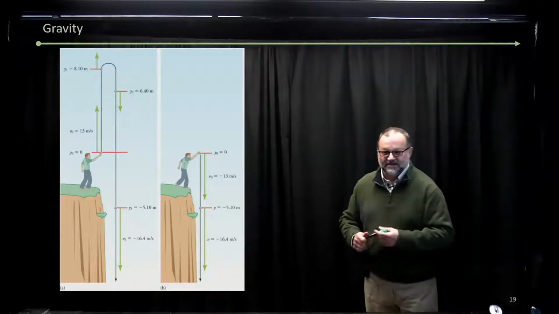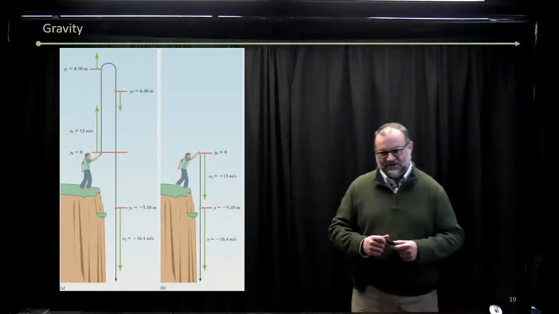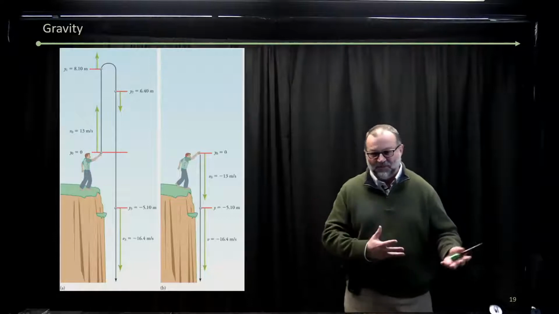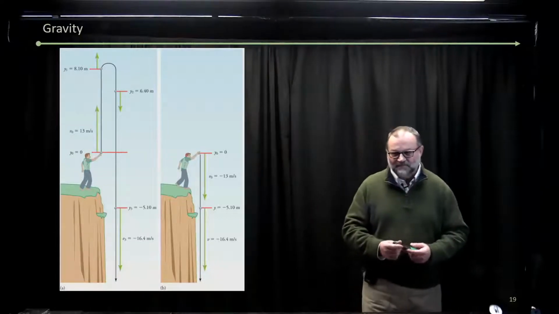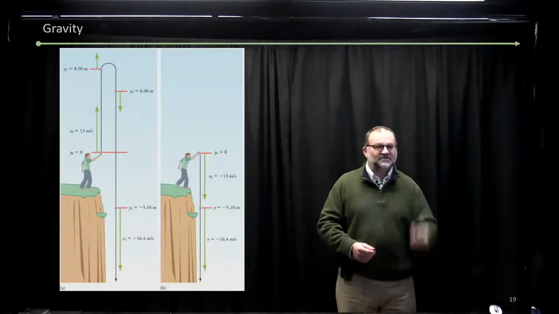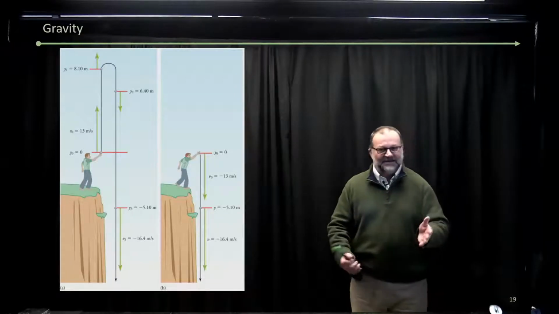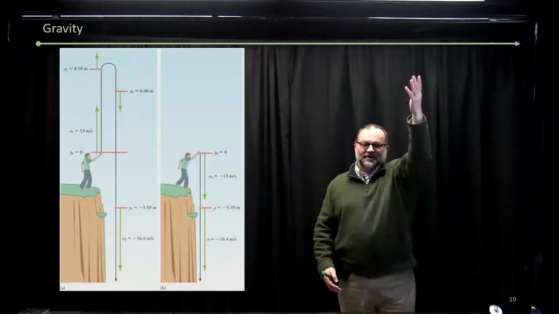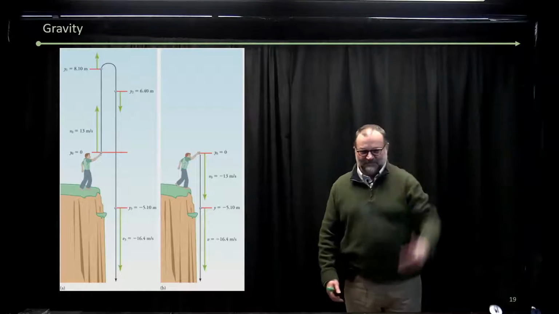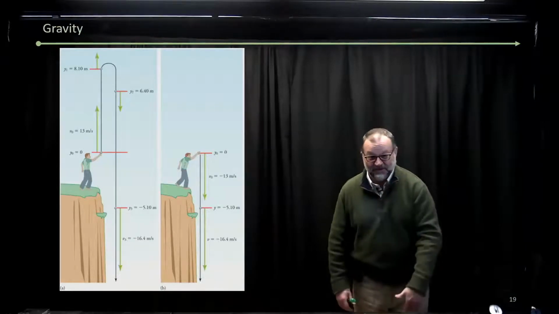In the next few slides, we're going to talk about this illustration. It has part A and part B. In part A, this guy is throwing something up. He's at the edge of a cliff. He throws it straight up. We're pretending it goes straight up and comes straight down and magically goes over the edge of the cliff.